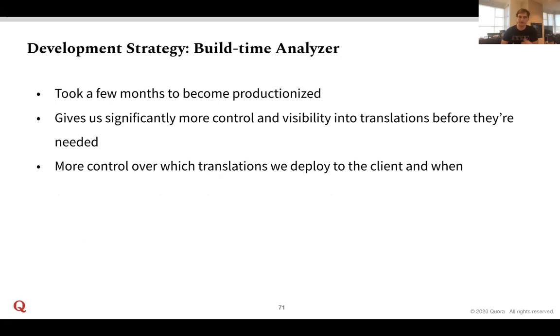It's been pretty great for our system though, because it really allows us to do a lot more detection at dev time and build time rather than waiting until strings are in production. It gives us a lot more control and visibility into those translations before they're needed. And it allows us to know exactly which translations we need to deploy to the client and when. Since we have an understanding of which translations are used in which files, we can make sure that only the translations you need for the files that you need to render your page are the ones that we send to you.